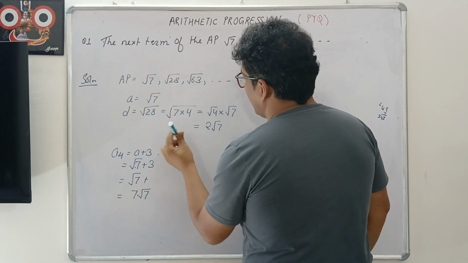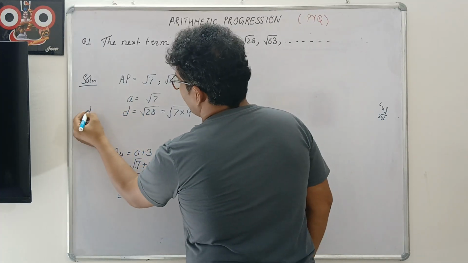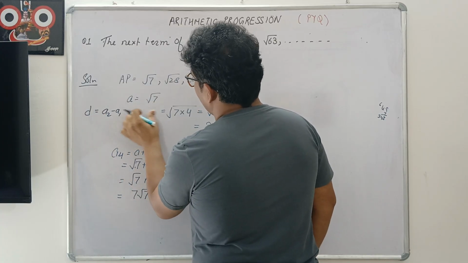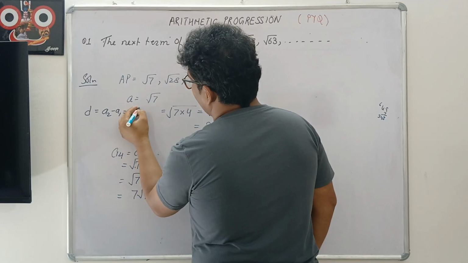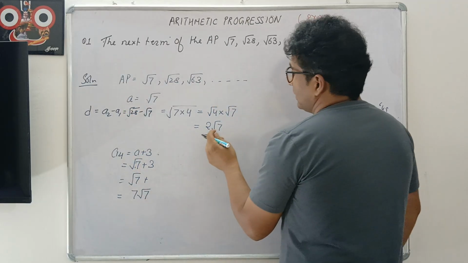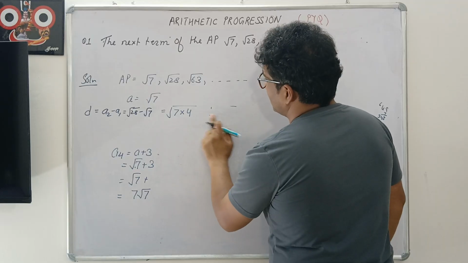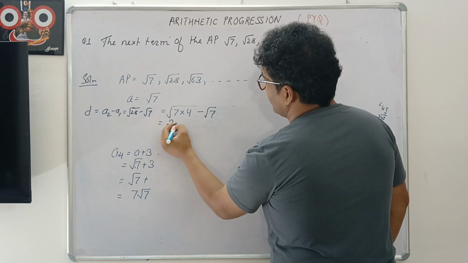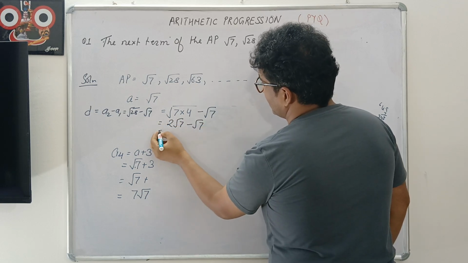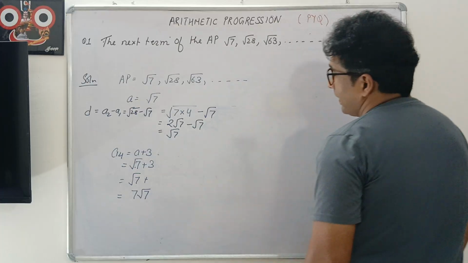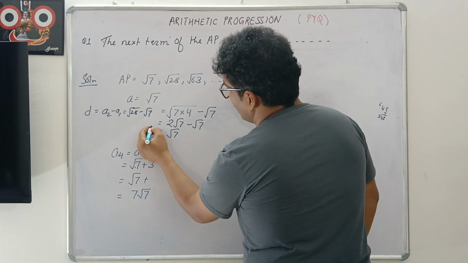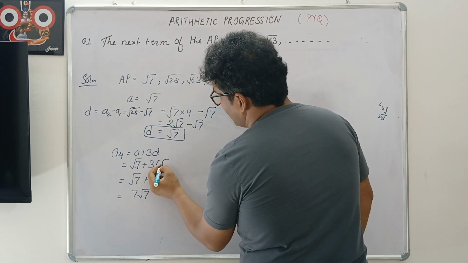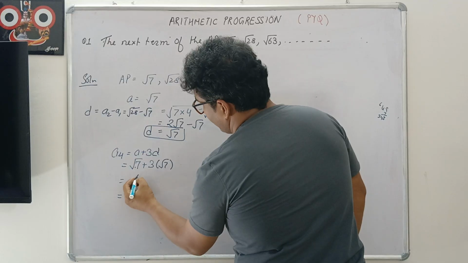So here D equals A2 minus A1. Okay, so this would be root 28 minus root 7. Correct. So this is root 7 into 4 minus root 7. So this comes to 2 root 7 minus root 7. So this is root 7 only. Okay, so here you can write D is root 7. So 3D will be 3 root 7, so A plus 3D is 4 root 7.